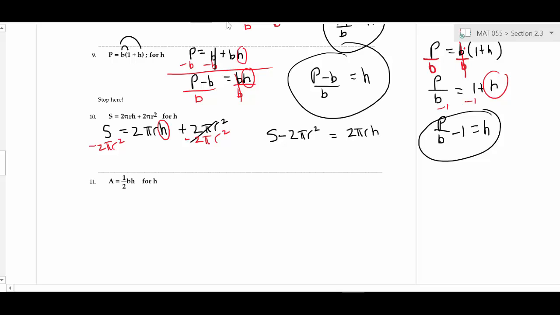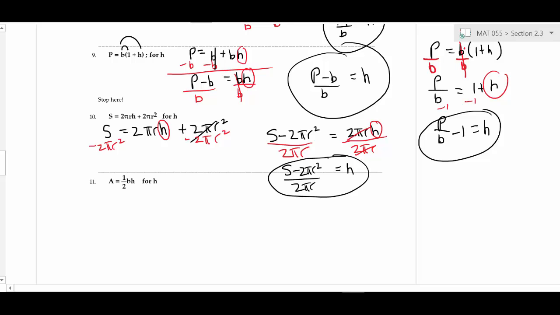Now again, if you're stuck, circle what I want you to get by itself. What do you get rid of? 2 pi r. How do you do it? You divide, because you're undoing multiplication again. Problem done. h is now by itself. So you would have h equals s minus 2 pi r squared all over 2 pi r, like that.